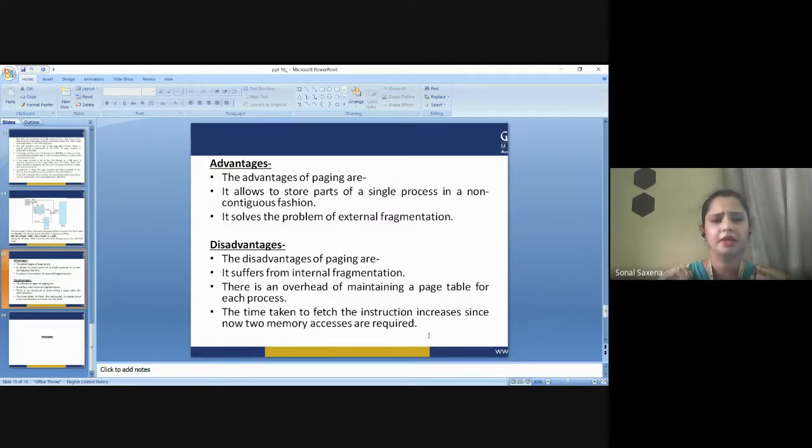Now, there is also the problem of overhead, which exists for maintaining a page table for each process. And the time taken to fetch the instruction always increases, since there are always 2 memory accesses required. So these are the major disadvantages of the paging scheme. I hope with this lecture you have understood the paging scheme of the operating system very well. In the coming lectures, I am going to share a few examples and numericals of this paging scheme, and then we'll start with segmentation, which is the second scheme of non-contiguous memory allocation.